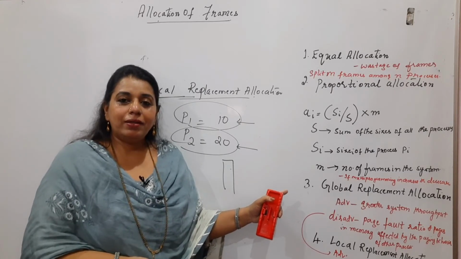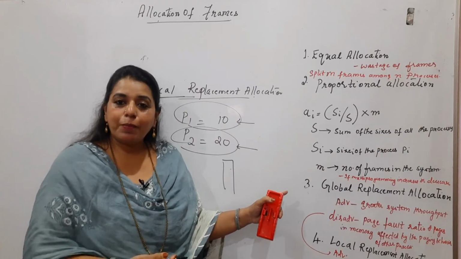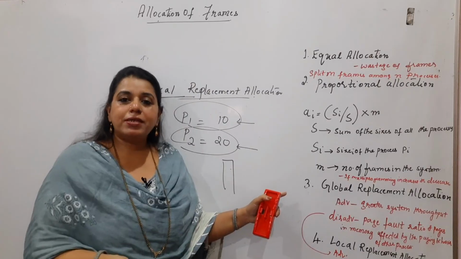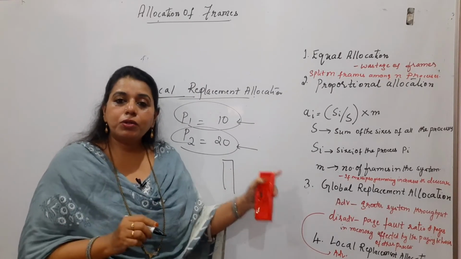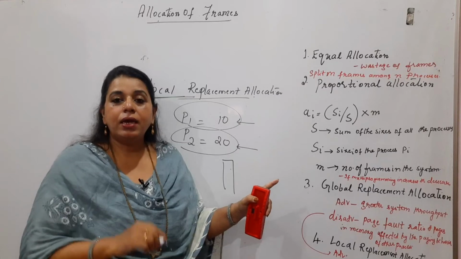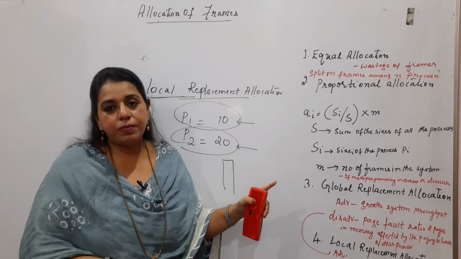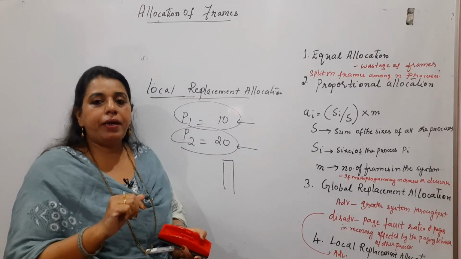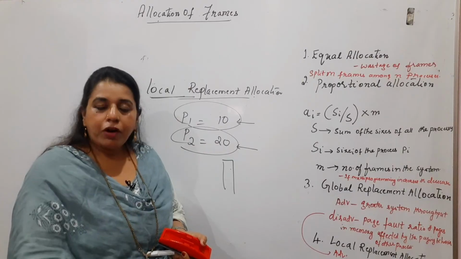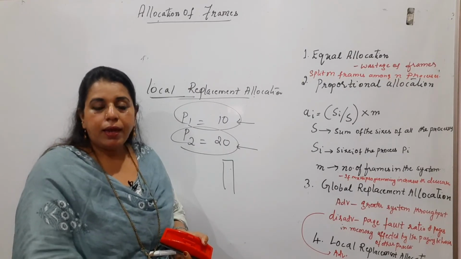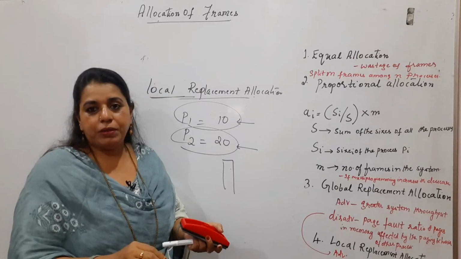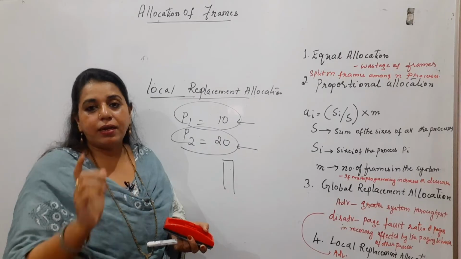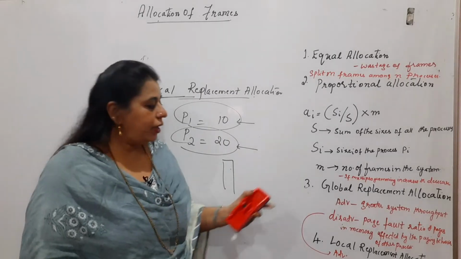If globally the frames are available, normally higher priority processes may take frames from the lower priority processes. Always importance is given to higher priority processes. So most of the time in global replacement, the higher priority processes will borrow frames from the lower priority processes. If they get more frames, then in global replacement the number of page faults for higher priority processes decreases because they have more frames now. Whereas for lower priority processes, the page faults increase. That is one important thing to be observed here in global replacement.